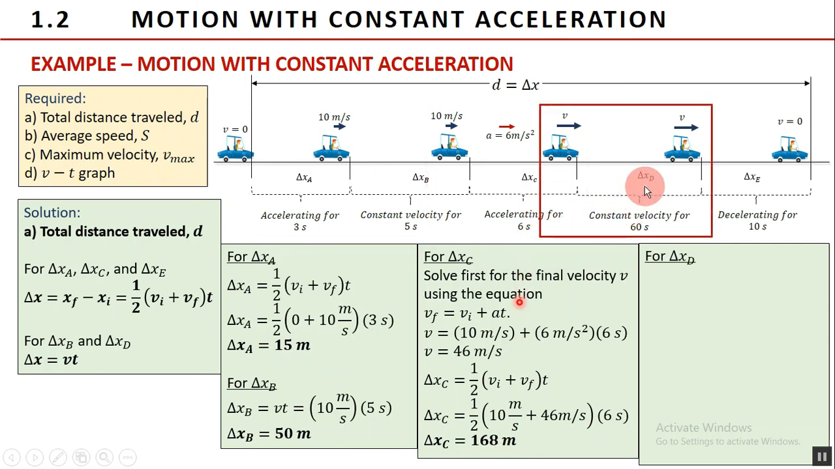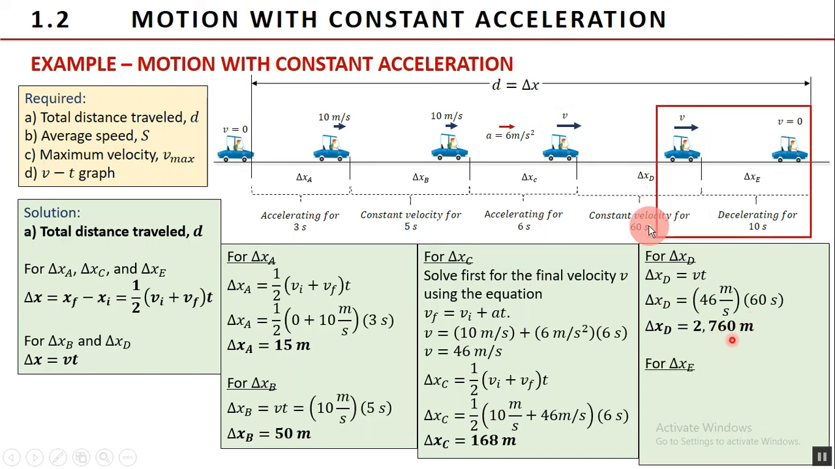Can you still follow? You may pause a while or you may rewind my explanation. Now for delta x sub d. It involves again constant velocity motion. So it is also v times t, 46 times 60. Therefore, delta x sub d is 2760 meters.